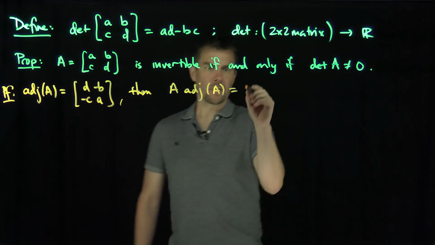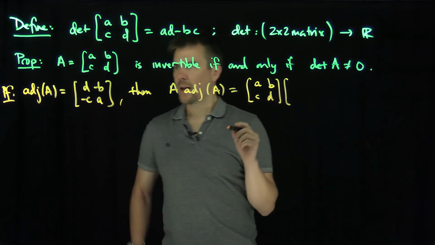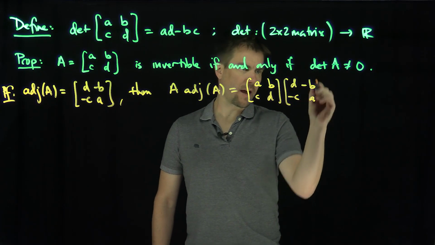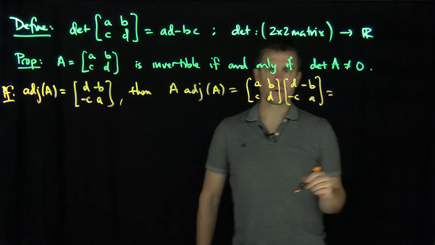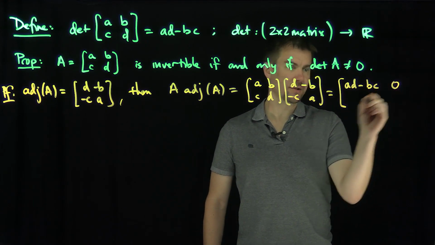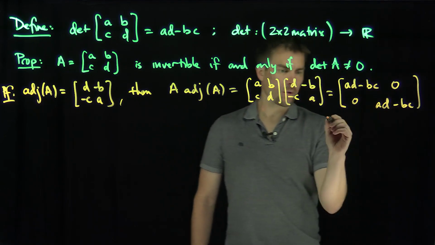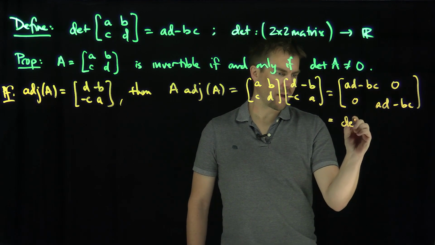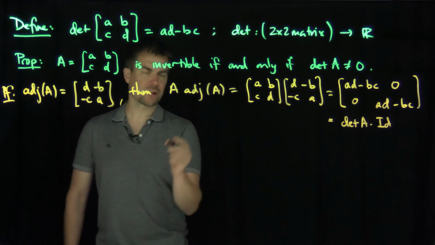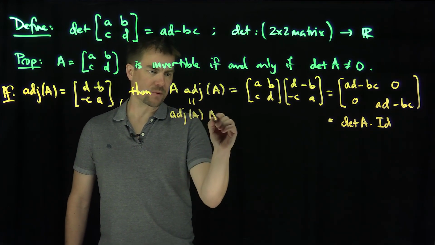Well, let's see what we get. We'll have A, B, C, D, and then negative D, negative B, negative C, and A. And so what we'll get is AD minus BC, AD minus BC, a 0, and an AD minus BC, which is exactly just the determinant of A times the identity matrix. So we have this relationship, and you can check this is also equal to adjugate of A times A. They commute with each other.